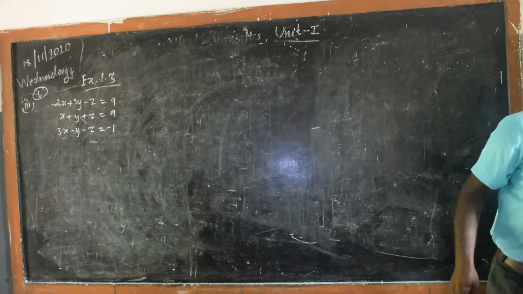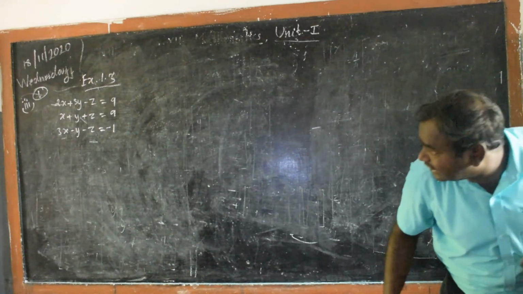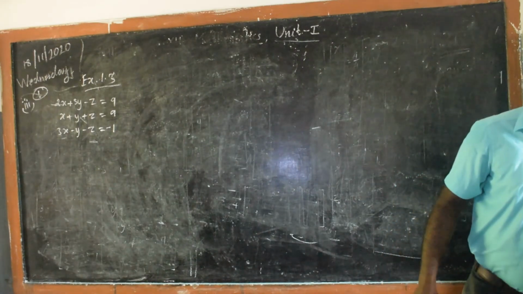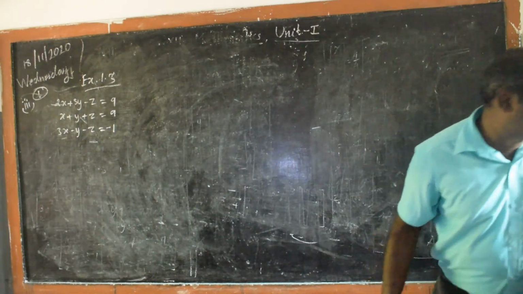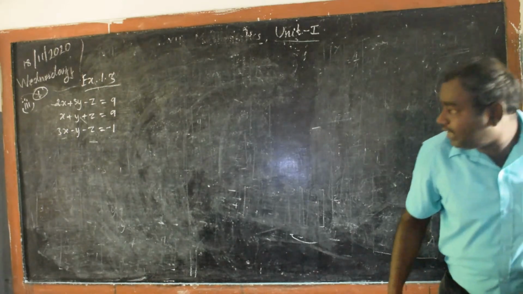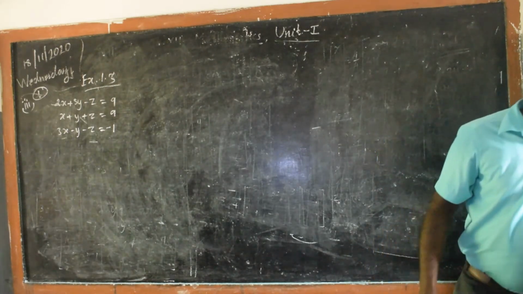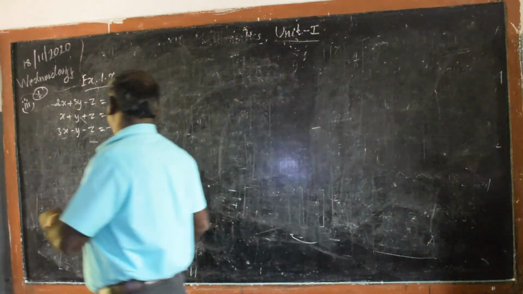Again, I will repeat for you. 2x plus 3y minus z equal to 9. X plus y plus z equal to 9. 3x minus y minus z equal to minus 1. Solve the system of linear equations.